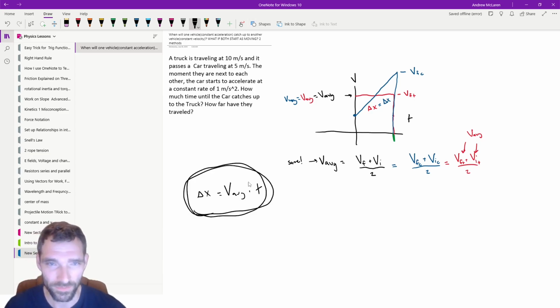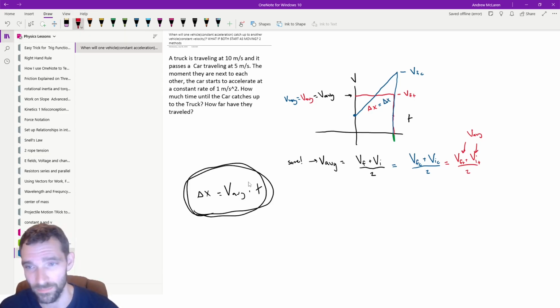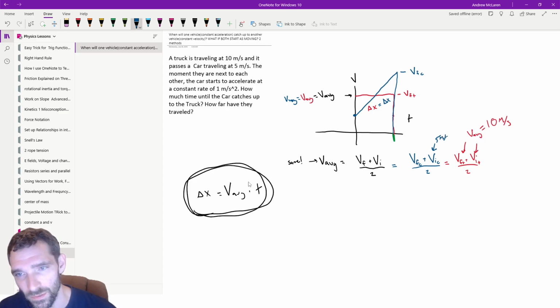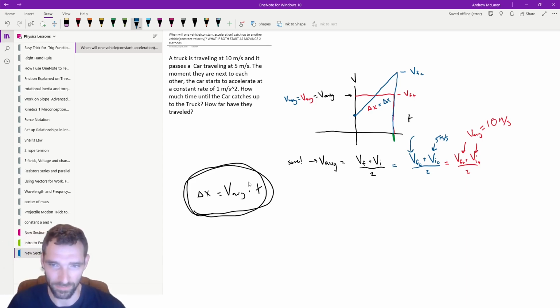These numbers, you can see one of them is traveling at 10 meters per second and the other one's starting at 5. This car is going to need to get the average of 10 meters per second. So the average that we're seeing right here is 10 meters per second, which means if this is starting out at 5 meters per second, the other one is going to need to be an appropriate value that would get you up to 10 meters per second being the average.